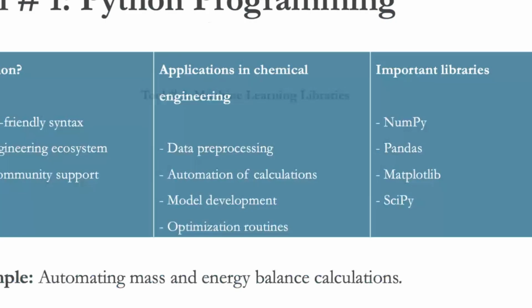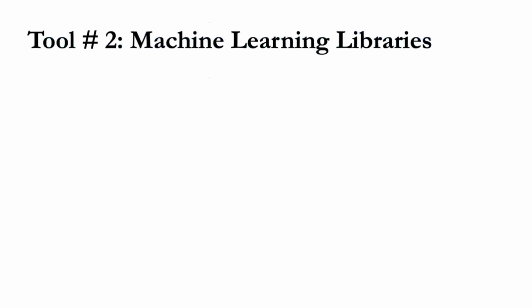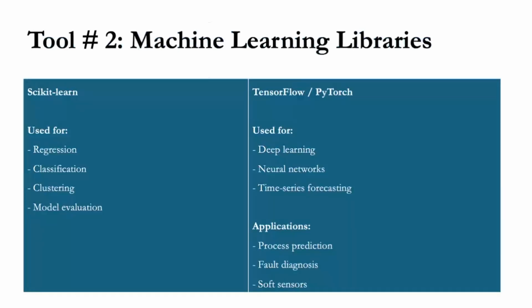After learning Python basics, the next step is machine learning libraries. Scikit-learn is ideal for beginners. It is commonly used for regression, classification, clustering, and model validation or evaluation. Examples include predicting product yield, estimating equipment efficiency, and detecting abnormal operating conditions.